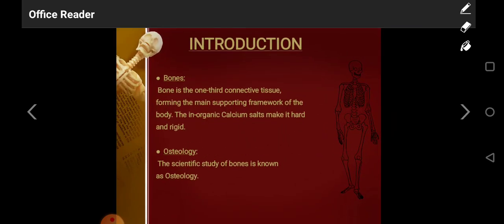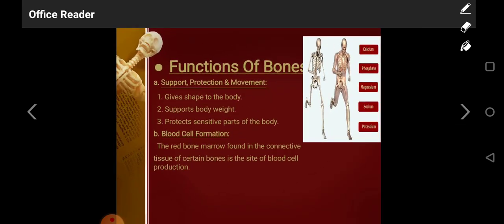So in the introduction, the bone is a connective tissue forming the main supporting framework of the body. The inorganic calcium salts make it hard and rigid. Osteology is the branch of science which deals with the study of bones. The functions of bones are support, protection and movement. They give shape to the body, support the body weight, and protect the sensitive parts of the body.